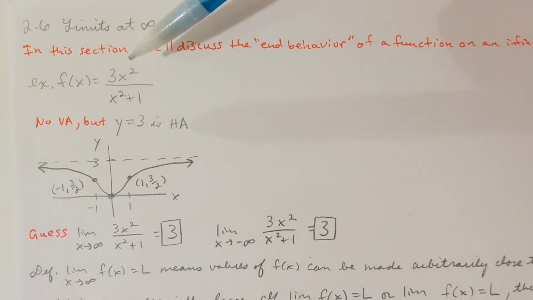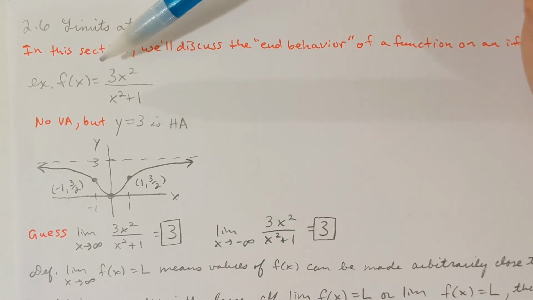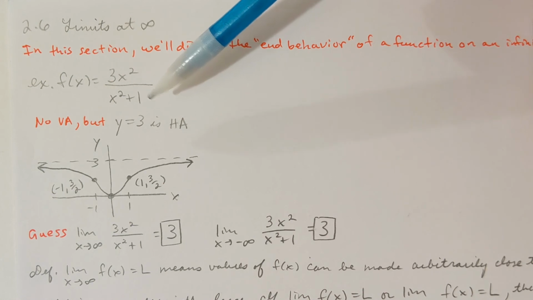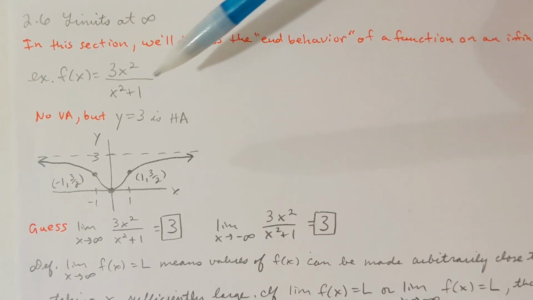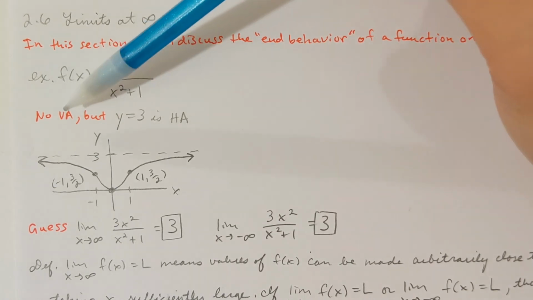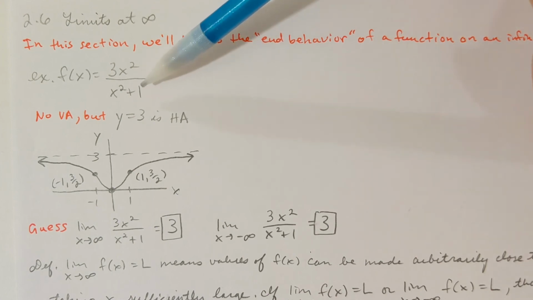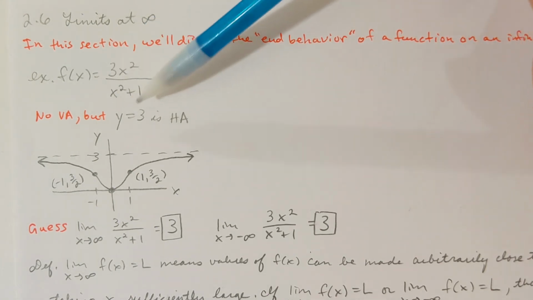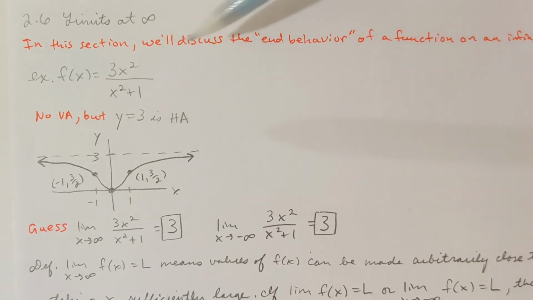So let's take a look at an example here. Suppose that we have the function f of x equal 3x squared over x squared plus 1. Now this is a rational function, okay, so I'd have to be aware of any asymptotes that would be on the graph. There would be no vertical asymptotes on this graph because the domain of f of x would be all real numbers. There's no number that's going to return 0 in the denominator there for us.